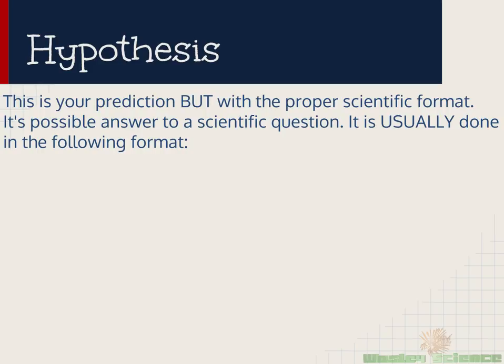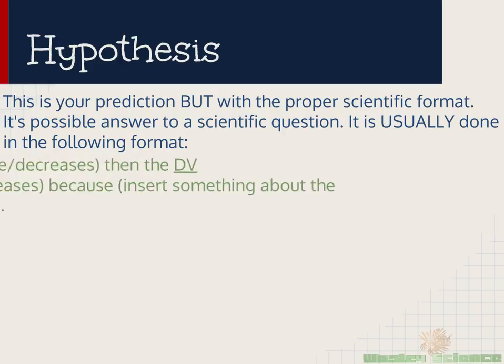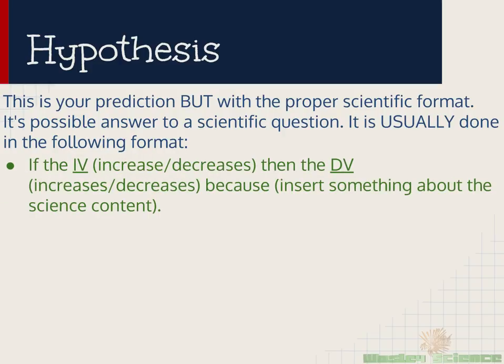It's usually done in the following format. If the IV, so you plug in the IV, increases or decreases, so you use the word increase or decrease, then the DV, so you plug in your DV, either increases or decreases. And you don't have to say increase or decrease. You can say change. So if you change the IV to this, then the DV will increase or decrease, because, and then at the end of your hypothesis, you insert something about the science content itself.